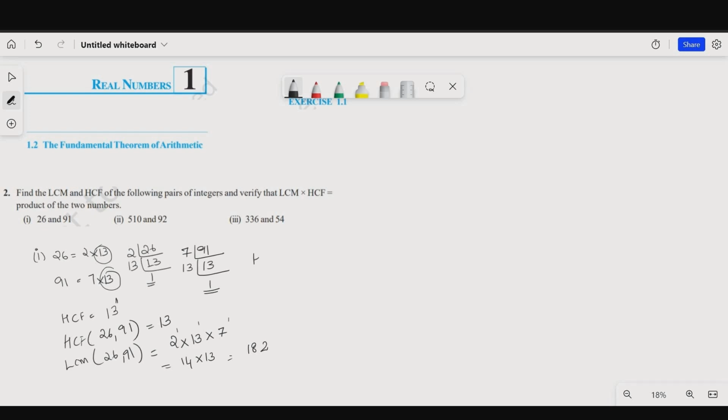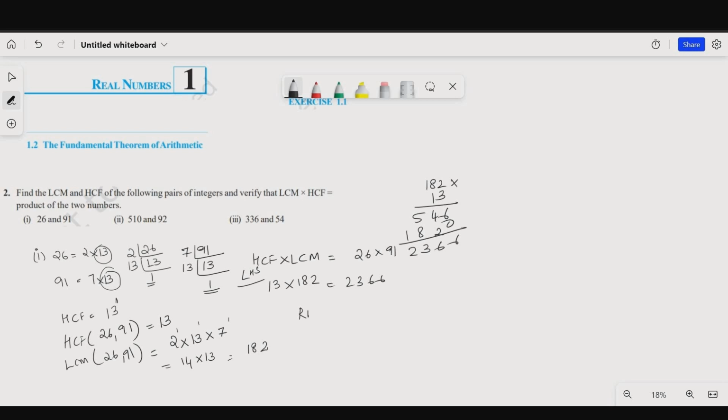So HCF into LCM should be equal to 26 into 91. So here the HCF is 13, LCM is 182. Okay, let's find LHS: 13 into 182, 182 into 13, which is equal to 2366.